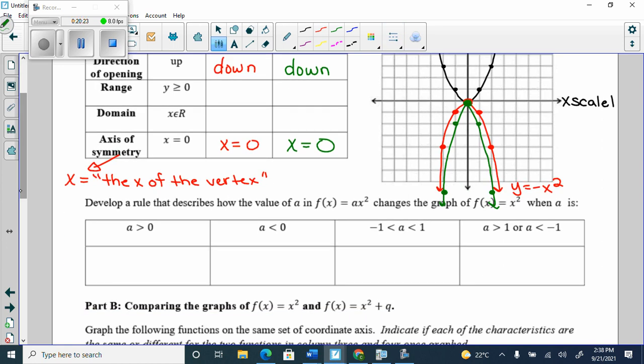Actually, you can. Develop a rule. If a is greater than 0, a is what's in front of your x squared. So say I have y equals ax squared, that's what we're going to look at, okay? If a is greater than 0, what does it tell me about the graph? It's concave up. So if a is greater than 0, that means it's positive. If a is less than 0, that means it's negative. What happens when your a is negative? It's concave down.